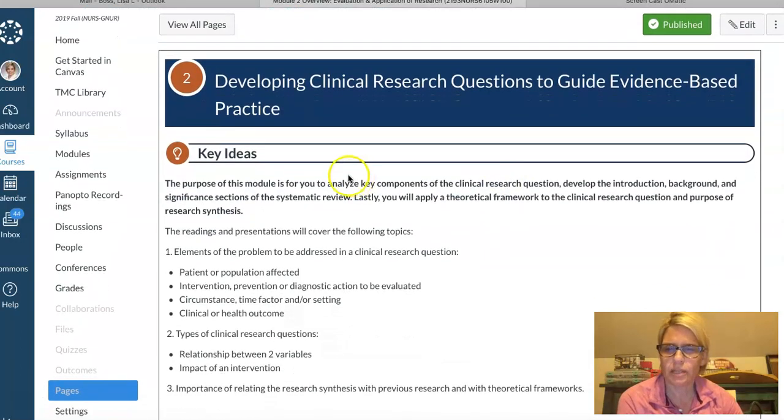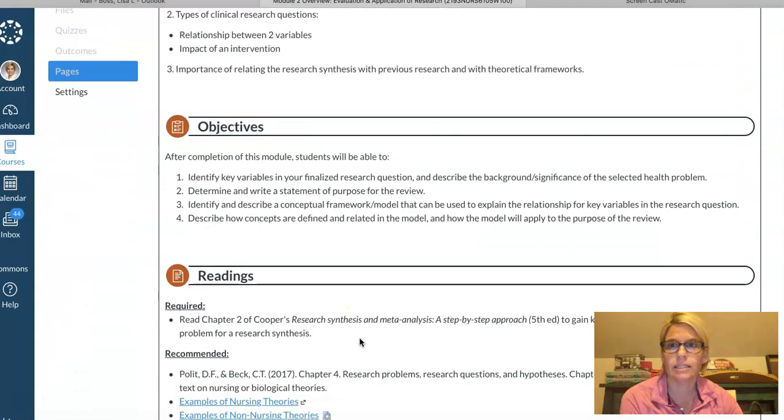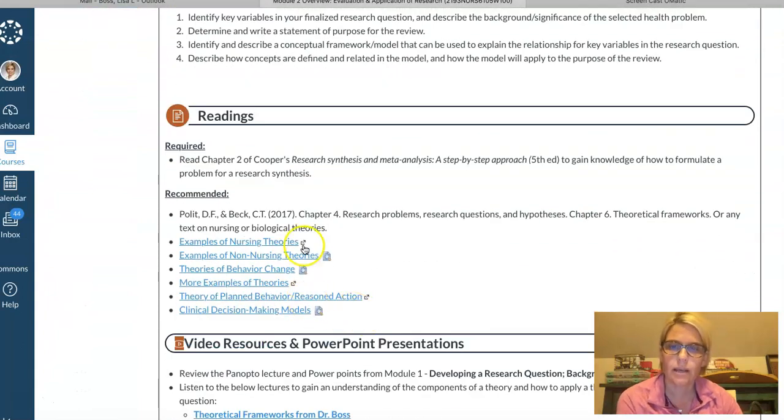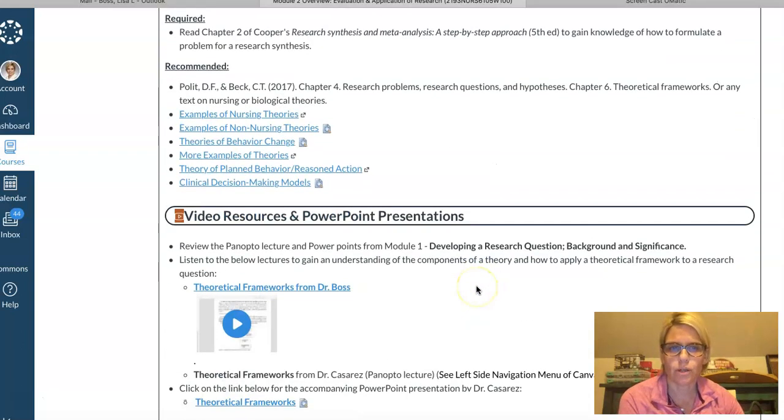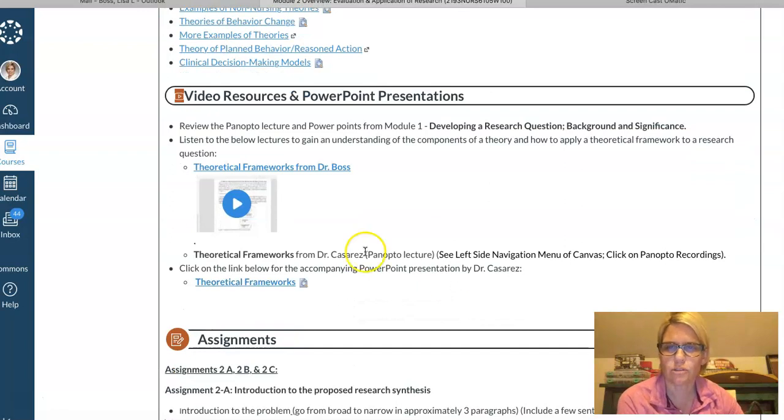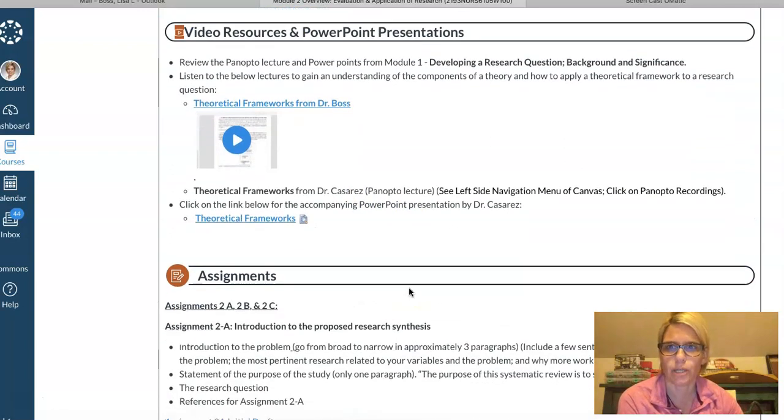Again, the recommendation is that you go through the key ideas, the objectives, the readings. There are lots of good references here on the theories, which is what we're going to be talking about today for 2C. And then there are also some video resources and PowerPoints.